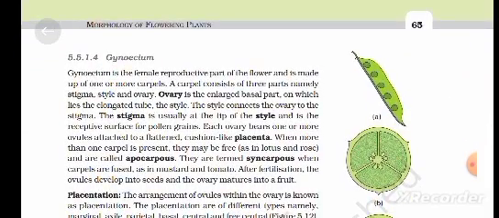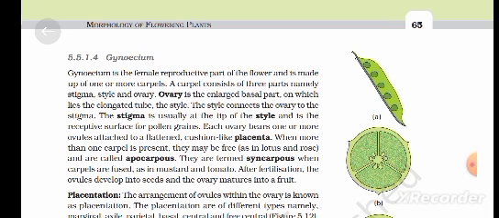Gynoecium. Gynoecium is the female reproductive part of the flower and is made up of one or more carpels. A carpel consists of three parts, namely stigma, style, and ovary. The ovary is the enlarged basal part, on which lies the elongated tube, the style. The style connects the ovary to the stigma. The stigma is usually at the tip of the style and is the receptive surface for pollen. Each ovary bears one or more ovules attached to a flattened or cushion-like placenta.